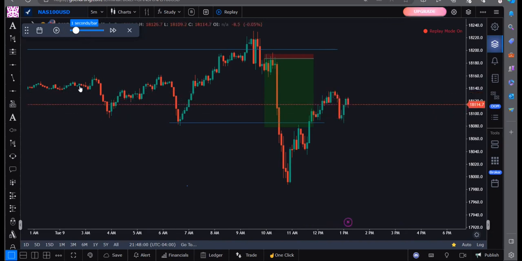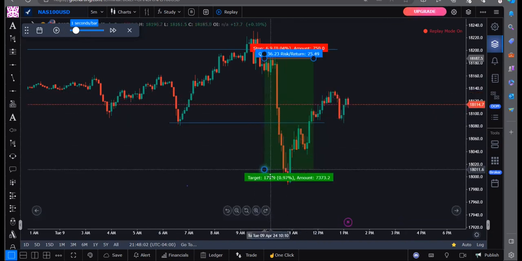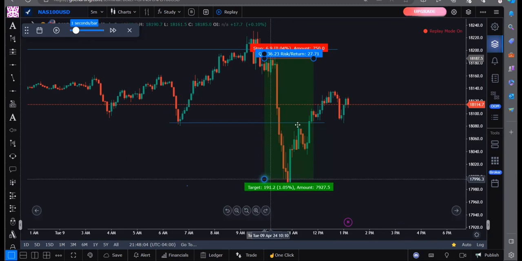All right, that would be enough for me. Okay, so let's see what was the maximum run in this trade. It did drop to a maximum of almost 200 points.